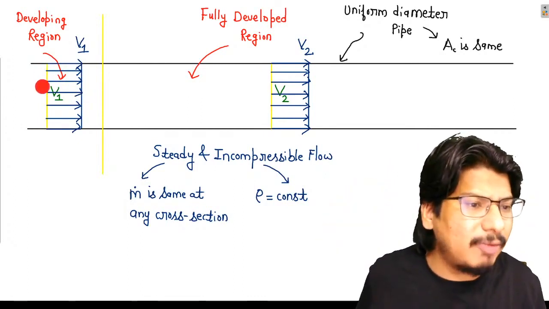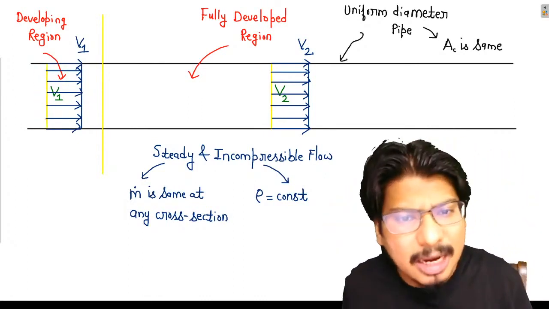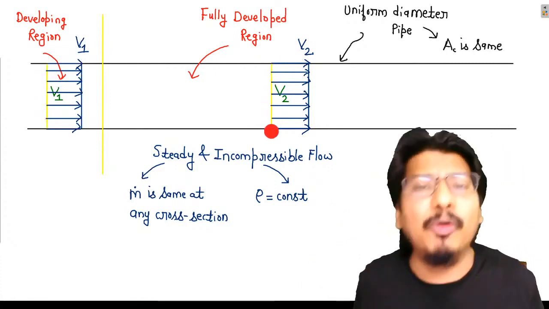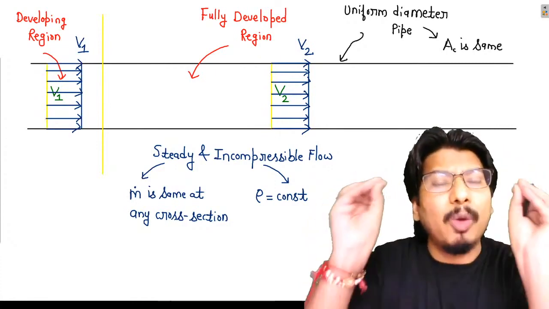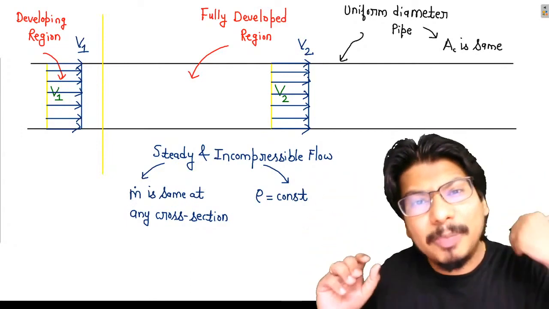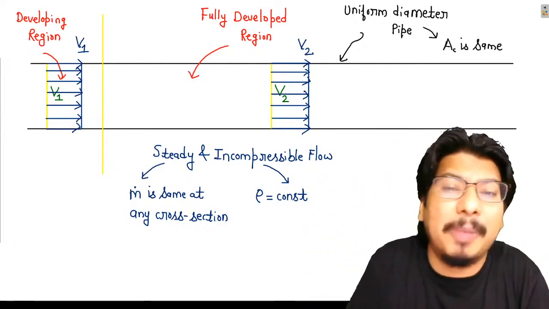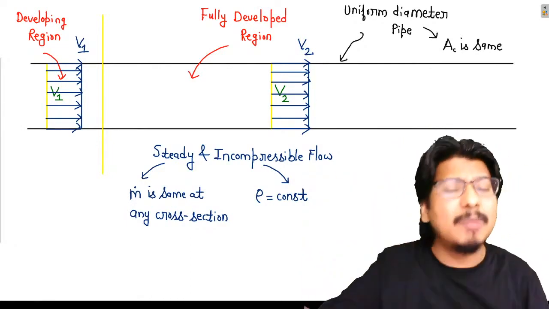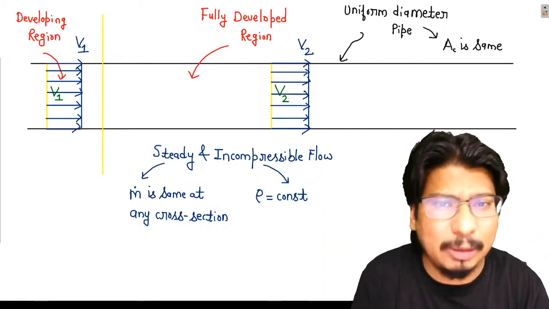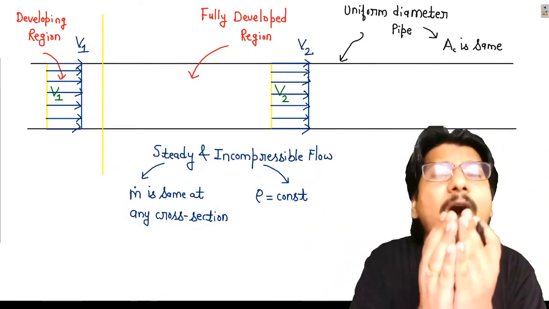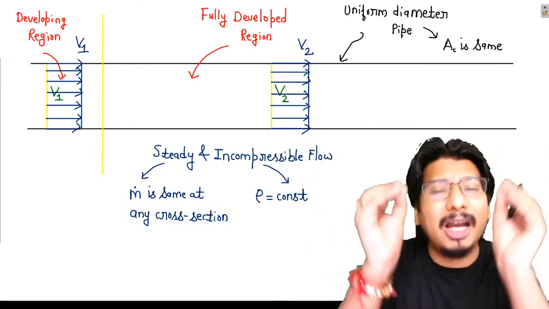Let us suppose I am taking one cross section in the developing region, and another cross section in the fully developed region. The question was, what will be the relation? Which one will be higher? Let us suppose in the developing region the average velocity is V1, and in the fully developed region the average velocity is V2. Which one is more? Which one is less? Or they are equal? So 100% the answer is they are equal.